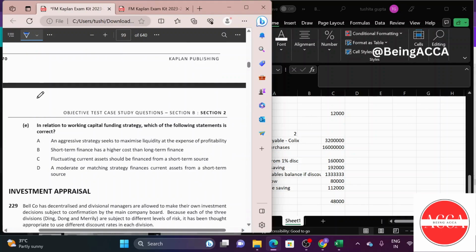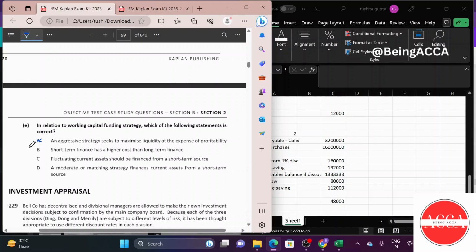In relation to working capital funding strategy, which of the following statements is correct? Statement A says an aggressive strategy seeks to maximize liquidity at the expense of profitability. Now, this statement is wrong, because an aggressive strategy aims to maximize profitability, even though it does not consider how risky that would be. They just want to maximize the profits. So statement A is wrong.